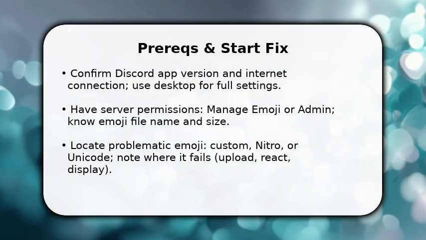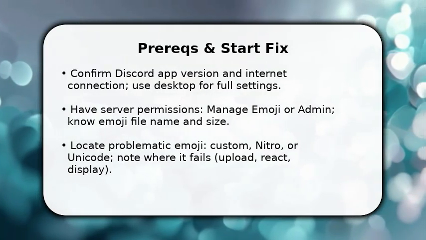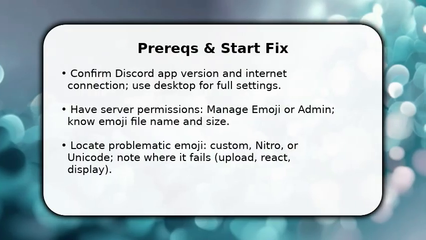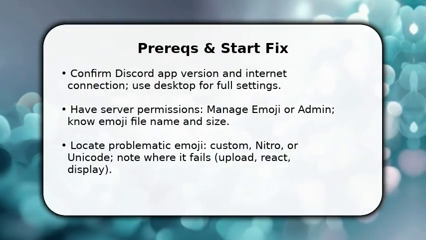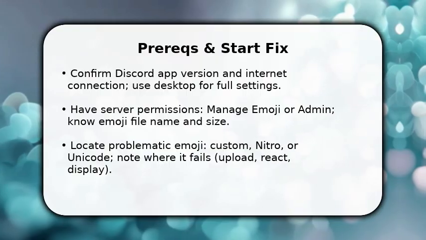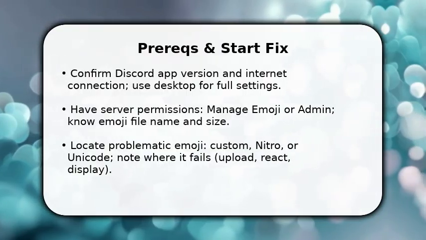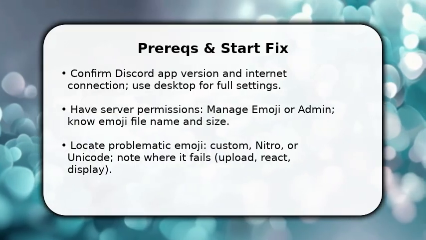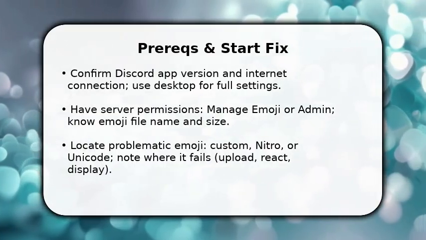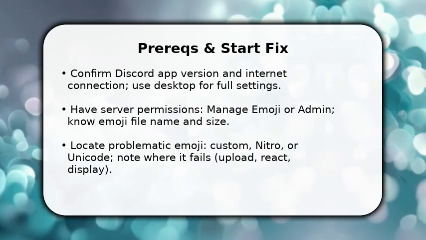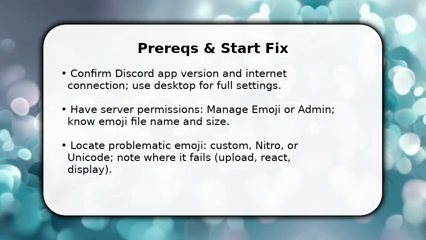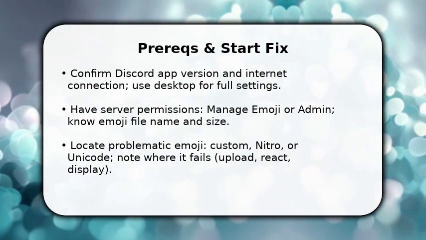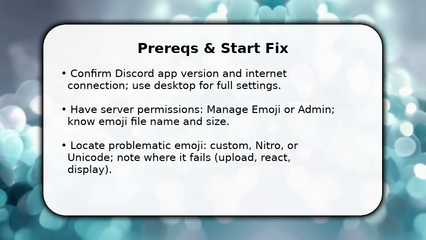You begin by checking essentials so you can act immediately. Make sure your Discord app is updated and your internet is stable, because outdated clients or flaky networks often block emoji uploads. Next, confirm you have managed emoji or admin permissions on the server. Without them, you can't fix server-side emoji. Finally, identify the failure type: upload error, reaction issue, or display problem. Once these basics are done, you're ready to dive into the settings that control emoji behavior and file rules.